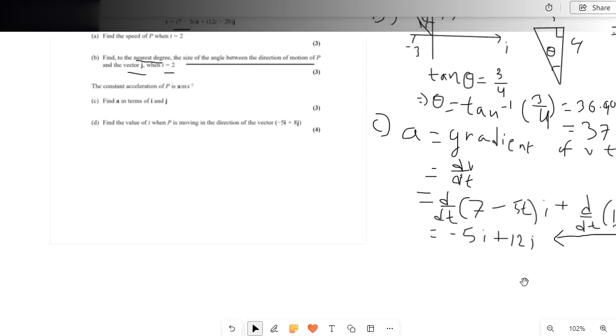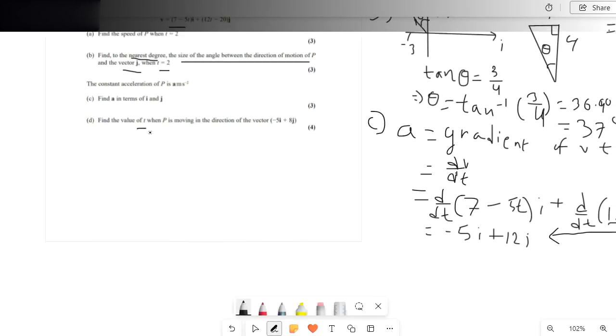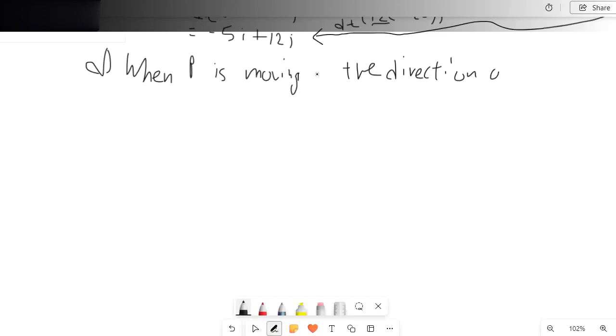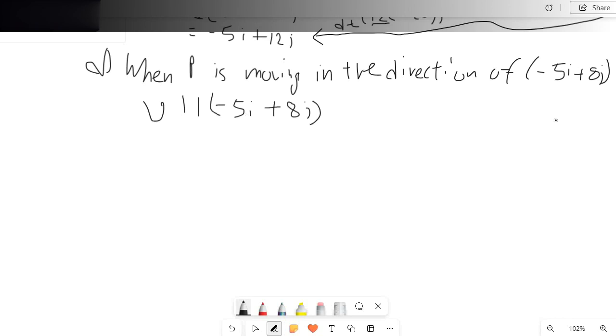So for part D, we have to find the value of t when P is moving in the direction of the vector minus 5i plus 8j. So when P is moving in the direction of the vector minus 5i plus 8j, we can say that the velocity vector v is parallel to minus 5i plus 8j, because as I said previously, if vector A is parallel or moving in the same direction as vector B, then we can express the two vectors as A equals lambda of B, where lambda is a constant.